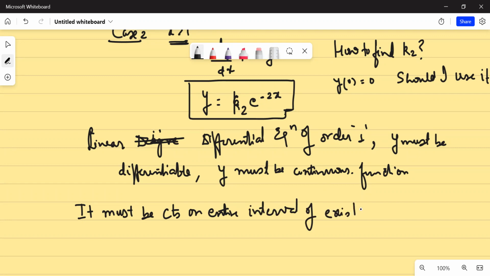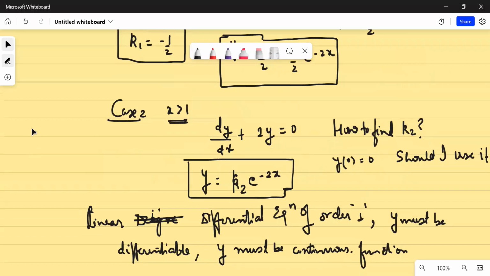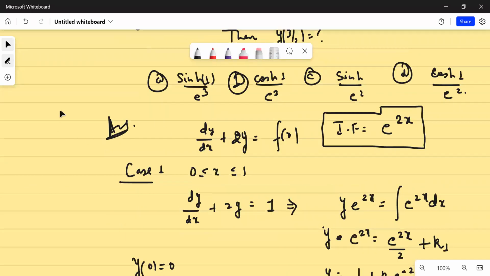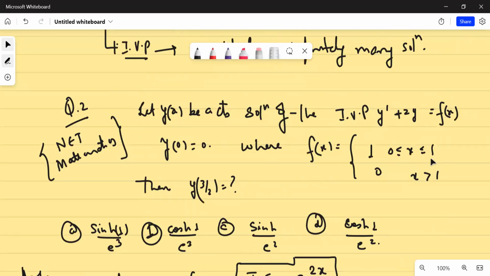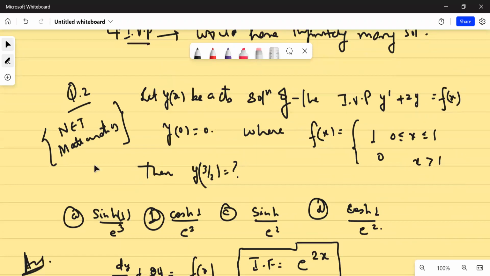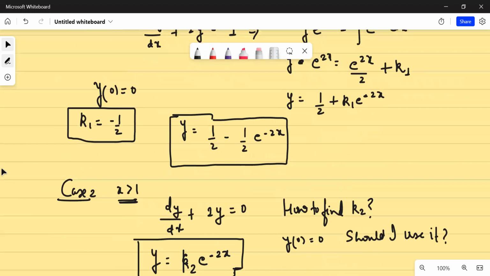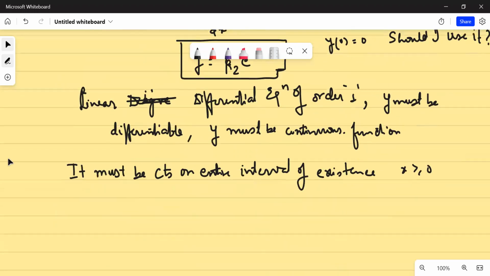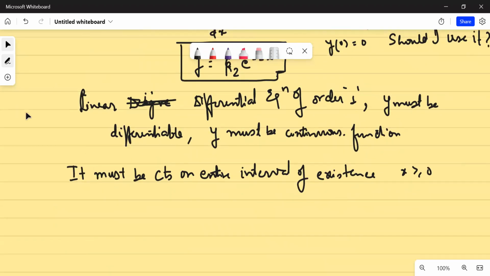Interval of existence of the solution, which is for all x greater than or equal to 0. Because your function f of x is defined for all x lying between 0 and 1, then x greater than 1. So overall, your f of x is defined for all x greater than or equal to 0. So your IVP should have a solution, and that solution must be a continuous solution for the entire interval of existence.